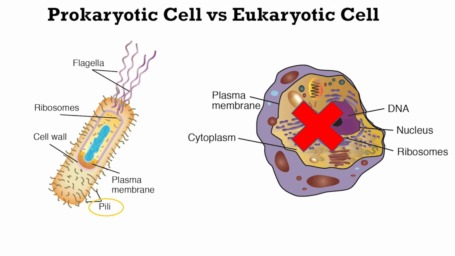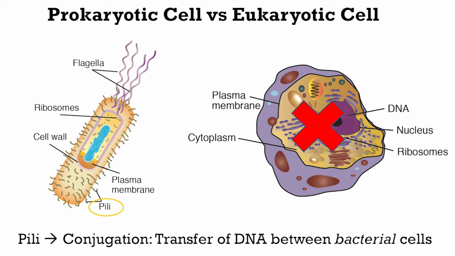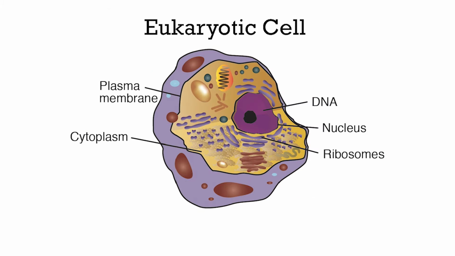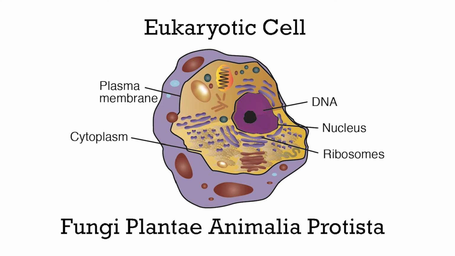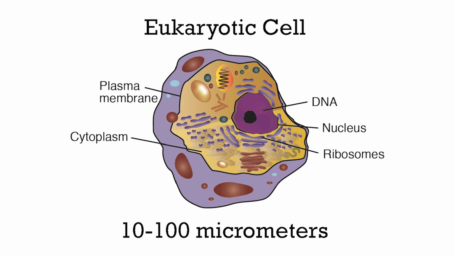These structures in bacteria are necessary for a version of sexual reproduction called conjugation that facilitates the transfer of DNA between bacterial cells to increase genetic variation in the population and can confer resistance to multiple antibiotics. Conversely, eukaryotic cells comprising the domain Eukarya and the kingdoms fungi, plantae, animalia, and protista can range in size from 10 to 100 micrometers and vary structurally from their prokaryote counterparts.